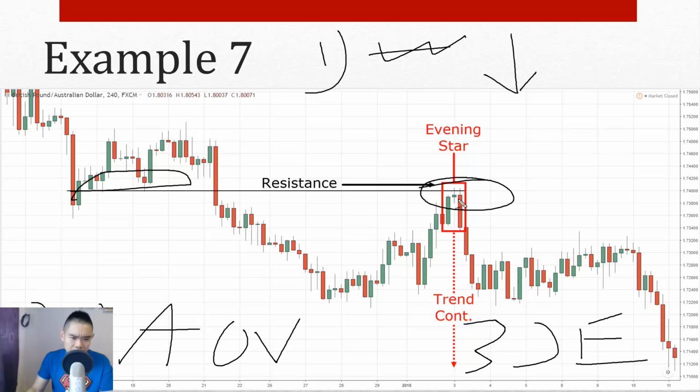Hey, what is this? This looks like an evening star. All right, so evening star, right? Market closes higher. Second candle, somewhat of an indecision candle. And then third candle, market closes lower. All right, so yes, all these 3 criteria are met.